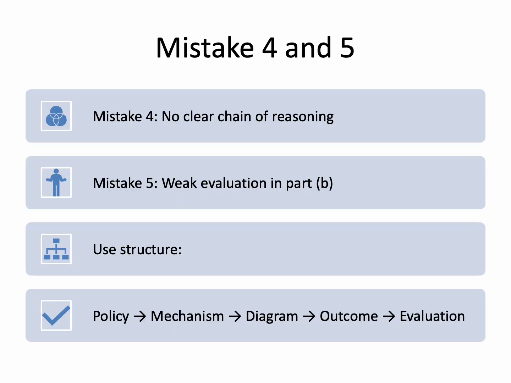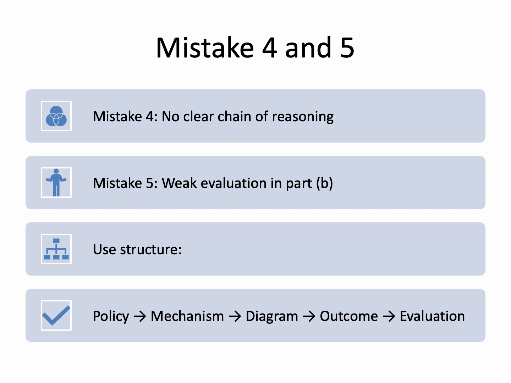Mistake 4 is not having a clear chain of reasoning. High-scoring answers follow a clear structure. First, identify the policy or economic change. Then explain the mechanism. Then explain the diagram shift. Then describe the new equilibrium, and finally explain the economic outcome.